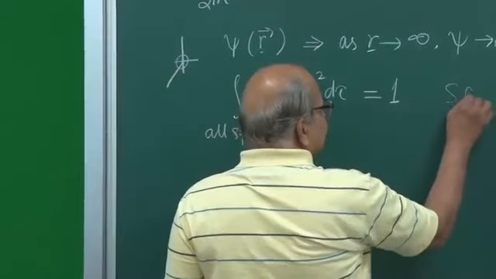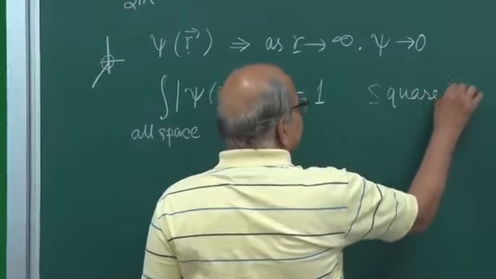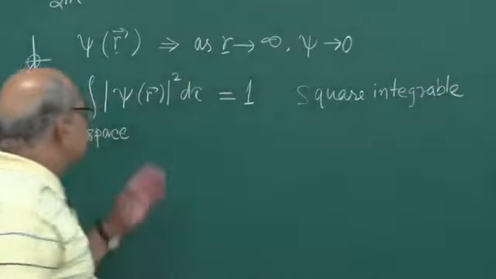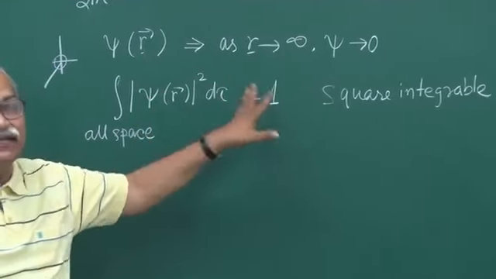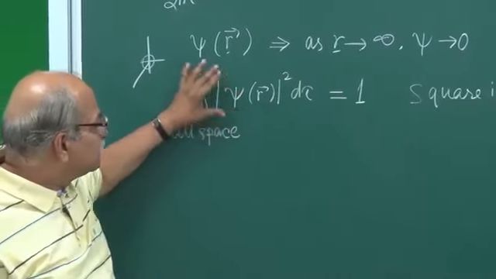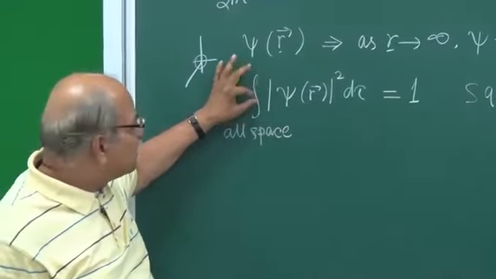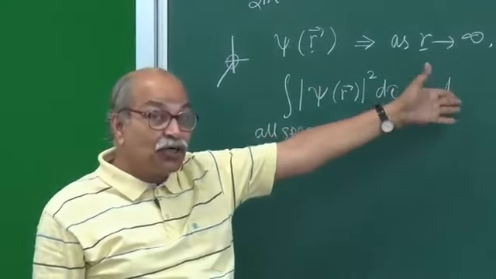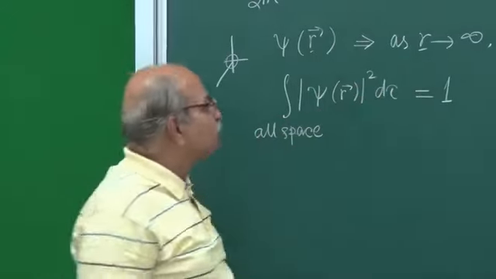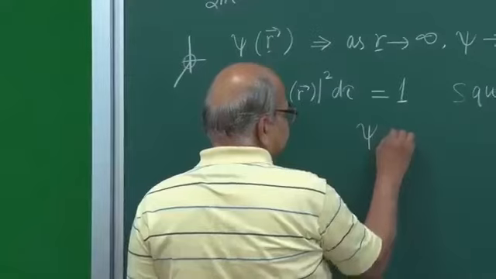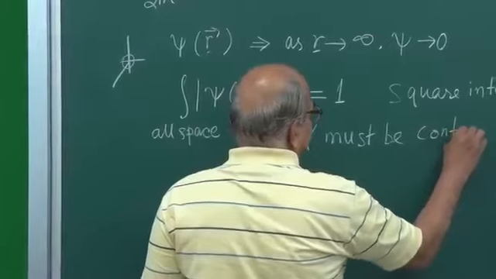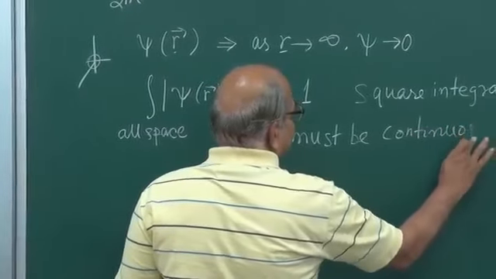This is known as square integrable. That means if you take the mod square and integrate, you get a finite quantity. If that finite quantity is 1, it is fine. Otherwise, we will just scale it by putting some constant here and make it 1. But it should have a finite value. It should not be infinity. So these are some of the things. Of course, psi must be continuous. So these are some conditions that this wave function has to follow.